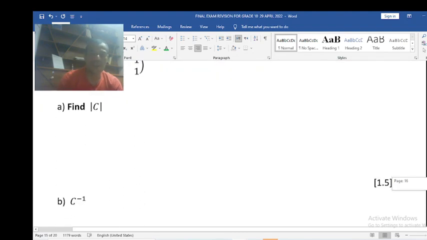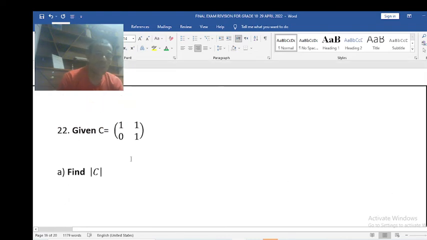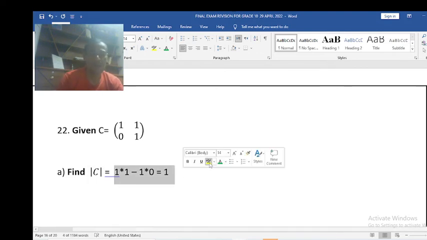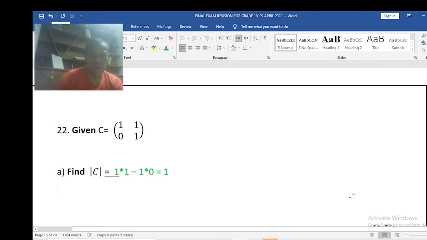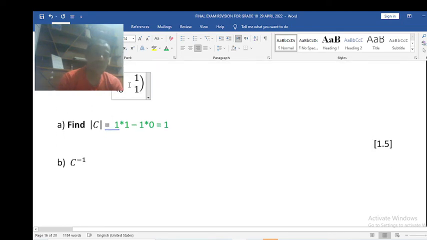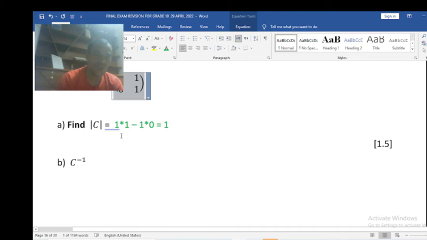Now, given that C equals (1, 1; 0, 1), find the determinant. The determinant is equal to what? 1 multiplied by 1, 1 by 1, minus 1 by 0, which is equal to 1. And the next, this is an easy question. Now find C inverse. So C inverse is equal to 1 divided by 1, which is equal to 1, no need to do it.